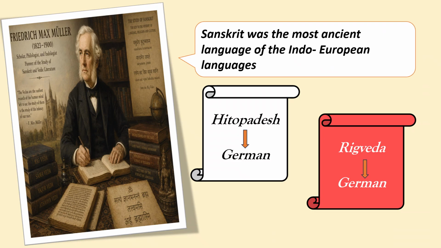Among the Orientalist scholars, Friedrich Max Müller deserves a special mention. In his opinion, Sanskrit was the most ancient language of the Indo-European languages. He was deeply interested in Sanskrit literature. He first translated the Sanskrit text of Hitopadesh in German language. He was the editor of 50 volumes of the Sacred Books of the East. He also compiled the Rig Veda, which has been published in 6 volumes. He translated the Rig Veda in German.